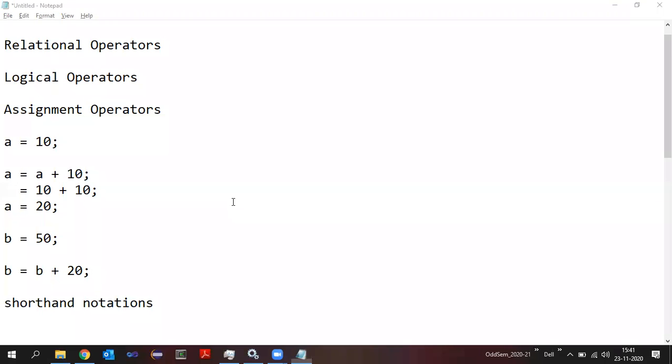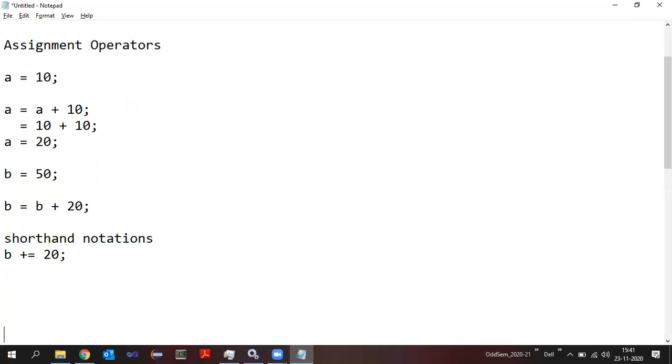If you notice here, in these examples, we have the same variable on the left hand side and the right hand side. Instead of writing the statement in this way, we can write it in another method called shorthand notation. The shorthand notation is written something like this. See here, B plus equals to 20. This is very, very important. Understand this one here: B plus equals to 20.